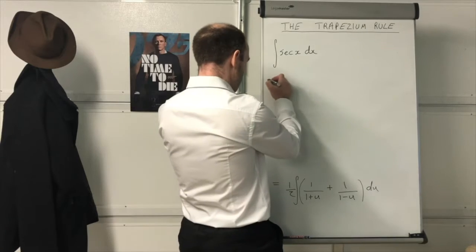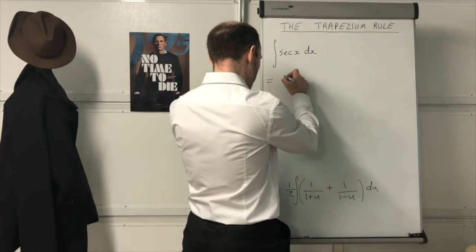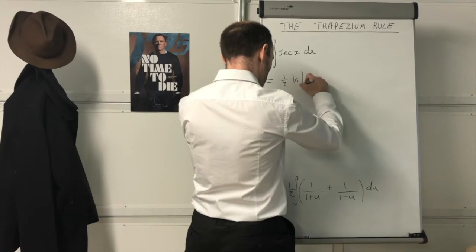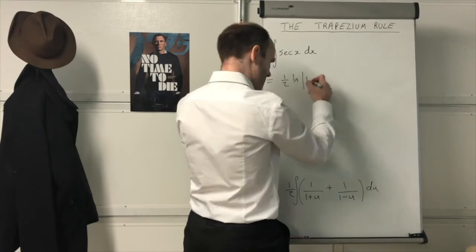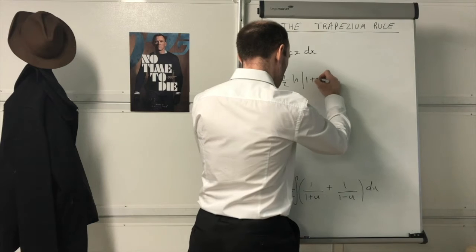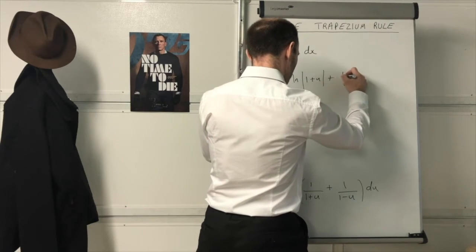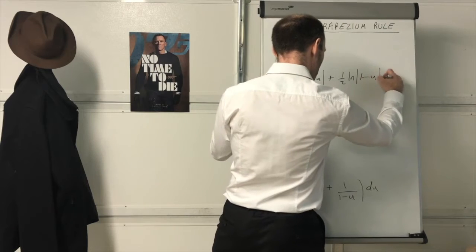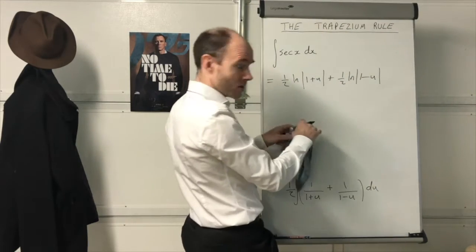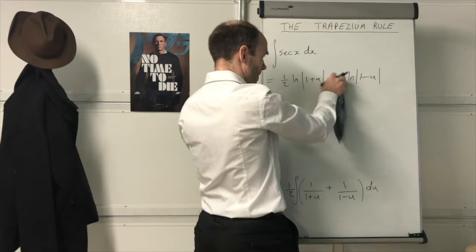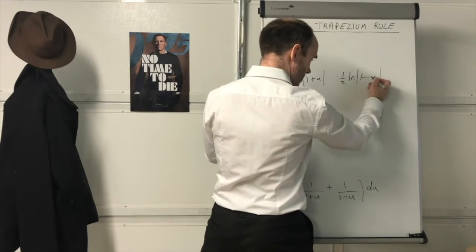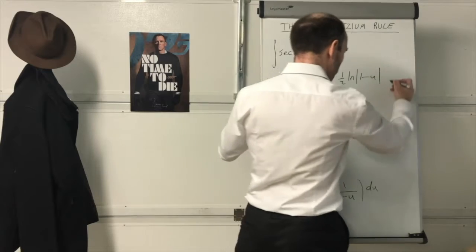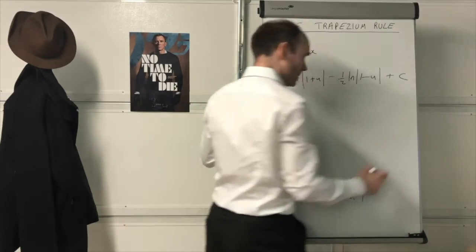Okay, so we'll do this. And what's that going to give us? That's going to be half of, and these are natural logs, aren't they? Natural log. I've got to put modulus brackets in. 1 plus u, plus 1/2 natural log 1 minus u. Whoa! Let's change that plus straight away, shall we? We want that, because when we differentiate this, you get negative 1. This will be negative 1/2 natural log 1 minus u plus c.